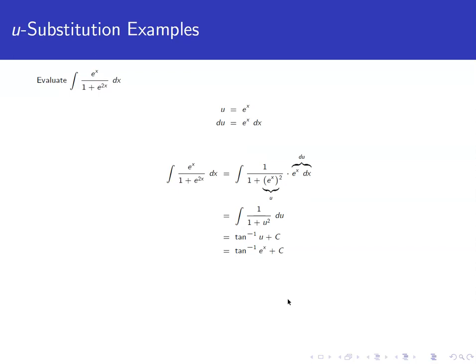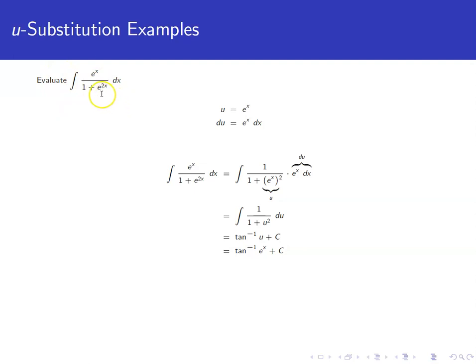Let's do one more here where it's a little harder to see where the composition is. Let's say we wanted to evaluate the integral of e to the x over 1 plus e to the 2x dx. In this one, if you tried to let u equal the denominator, you would get a 2e to the 2x as your derivative for the du piece. Notice this is an e to the x by itself, not an e to the 2x.